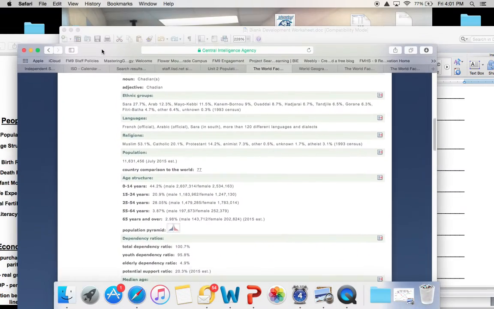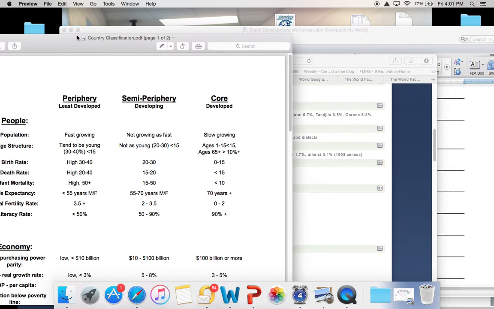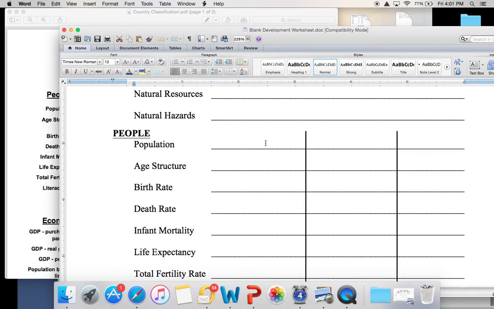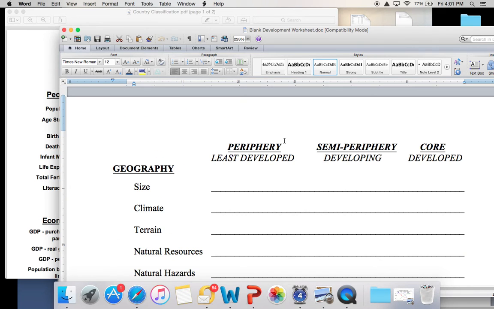I knew I was going to get lost in all of this. There it is. You need your cheat sheet. This is what I call your cheat sheet, okay? So you look at population, and you would actually put the number, not that it's fast growing. Consider this right here the parameter. If your statistics fall within this range, this is where you would put them, okay? So you're going to put the actual number, 11 million, right here in the periphery.